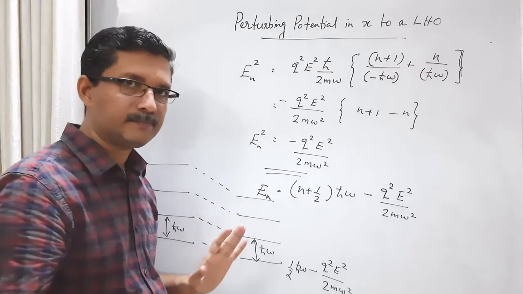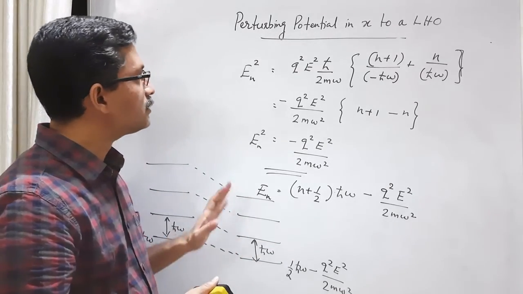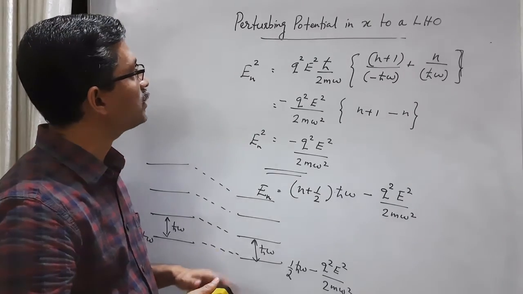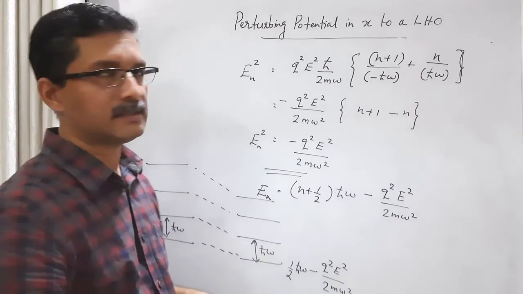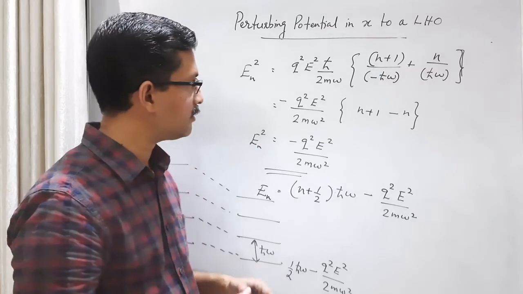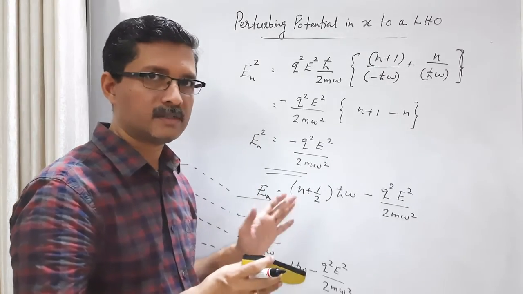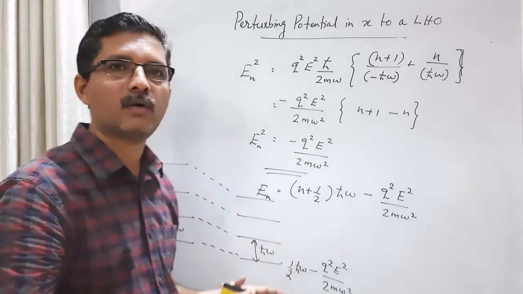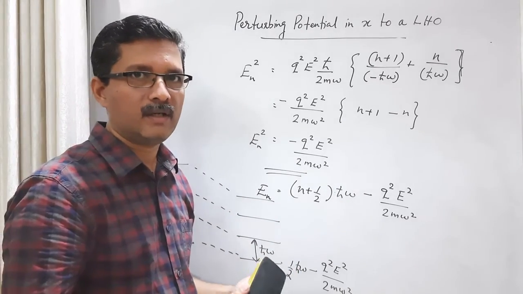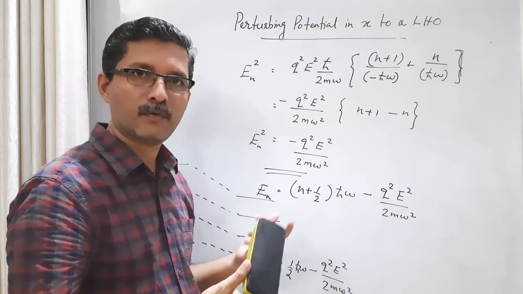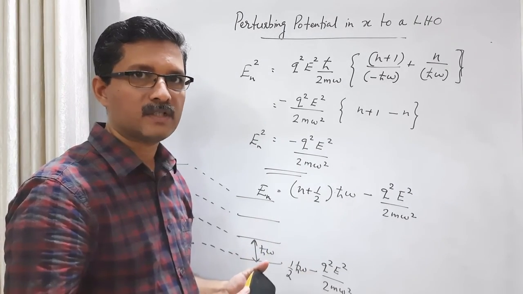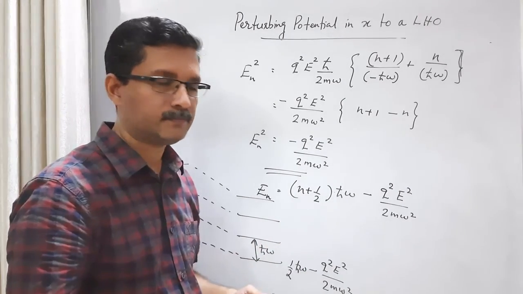Separation remains the same. So this is the case with the perturbing potential linear in x applied to a linear harmonic oscillator. And as I told you, this is equivalent to applying a constant force to a linear harmonic oscillator. It can be electric force, it can be gravitational force, any uniform force.